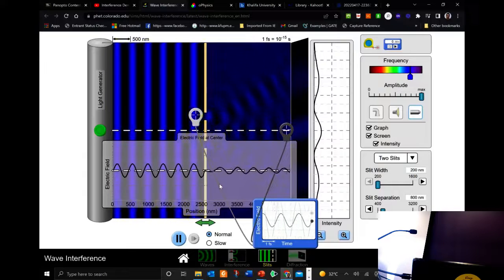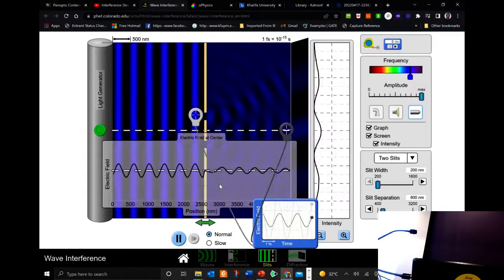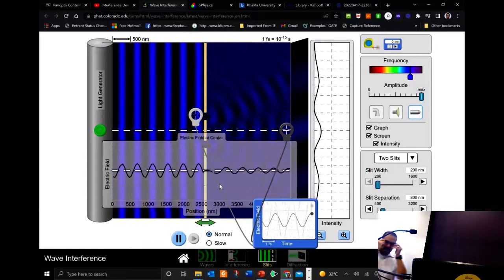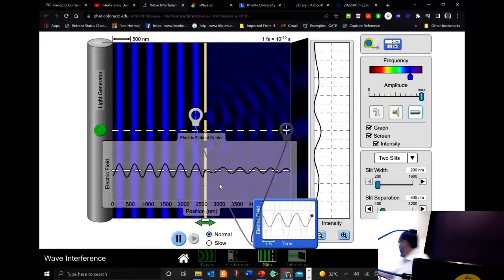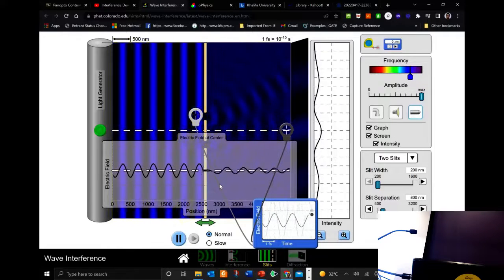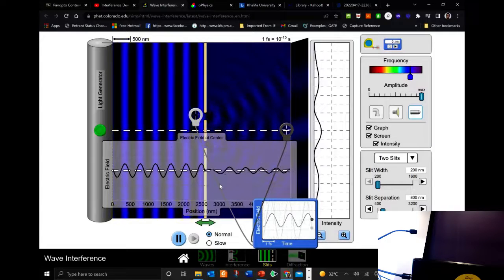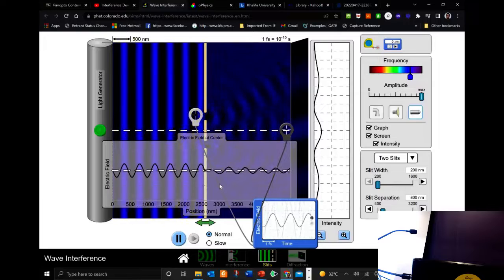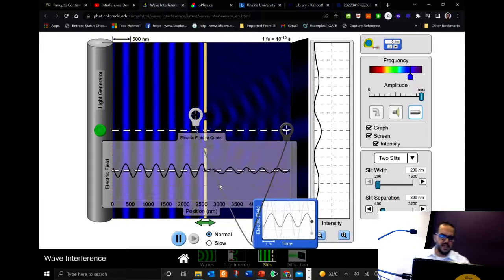This is where we have constructive interference, and we have a dark spot. This is where we have destructive interference. In fact, let me move. So here I have two detectors. One detector here that is measuring this sine wave, and I have a detector here on the screen. I can move around to show you where we have constructive and destructive interference.